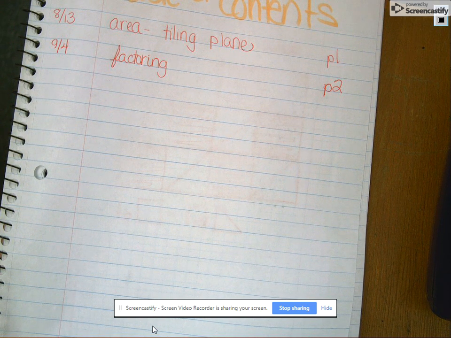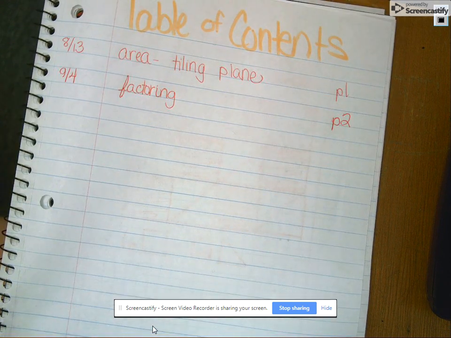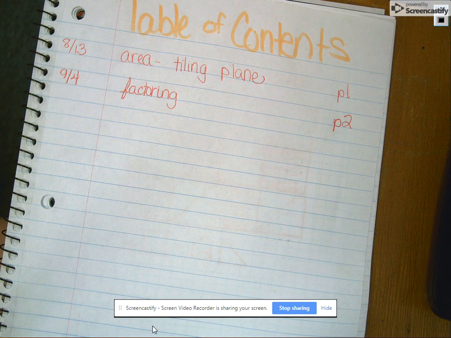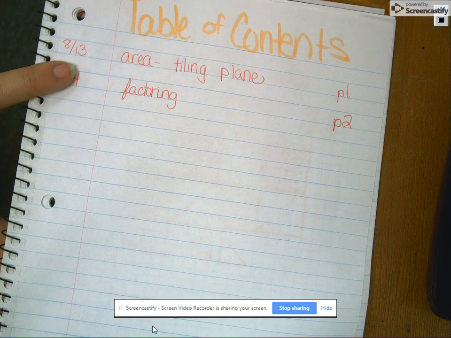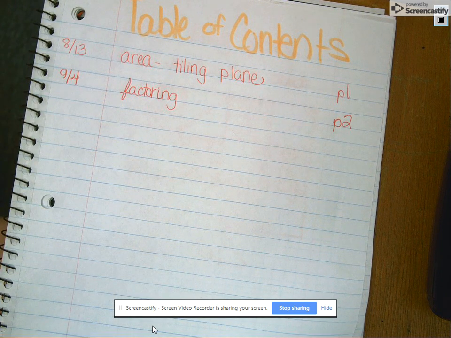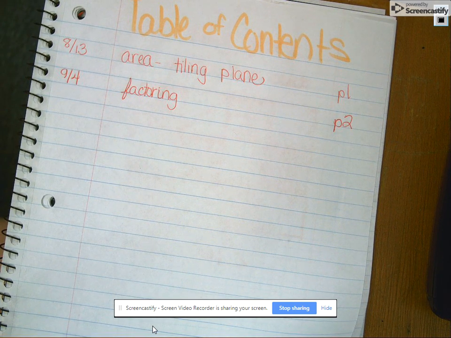All right, so you're going to need your notes out. Please go ahead and take out your notebook. Turn to the first page, which is the table of contents. Today is 9-4. Our topic is factoring, and we're going to be on page 2. Please pause the video at this time so students can write down this information.